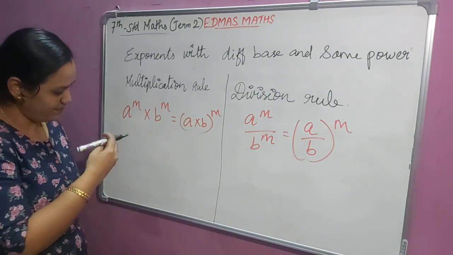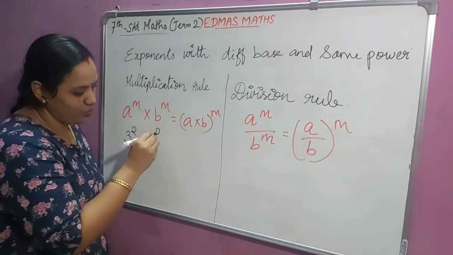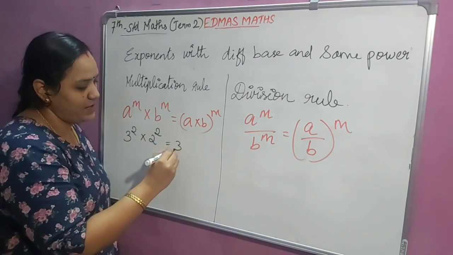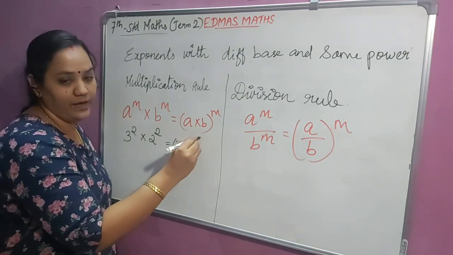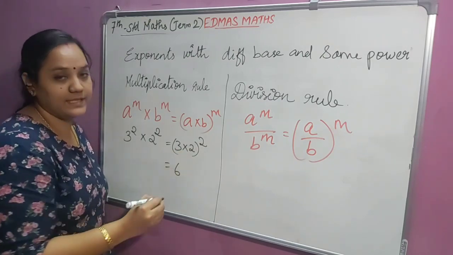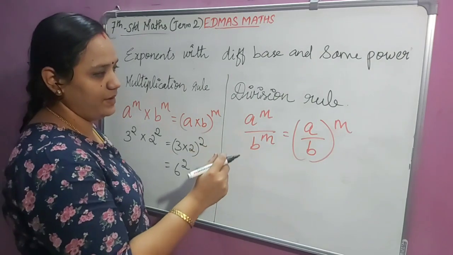So for example, 3 power 2 into 2 power 2. Here I have different base and same power. So I can write 3 into 2 to the power 2. So 3 twos are 6 to the power 2. That is your answer.